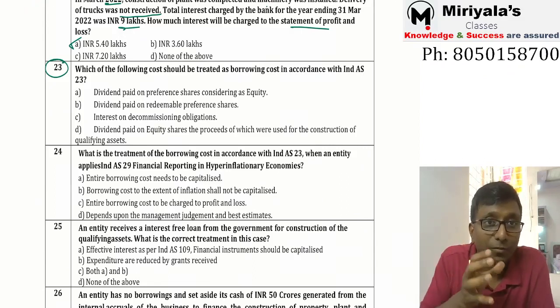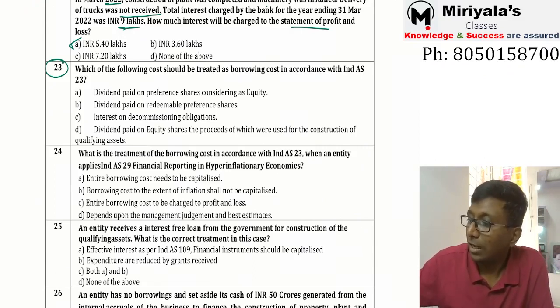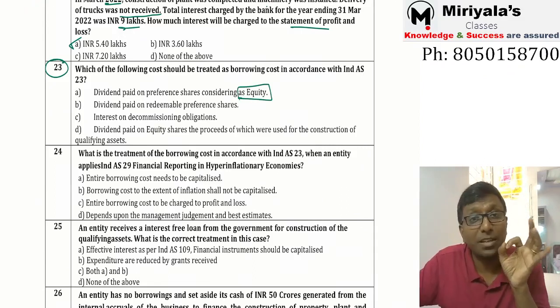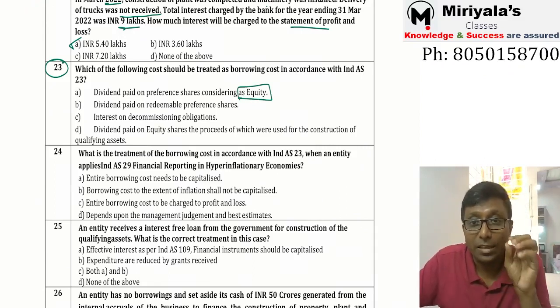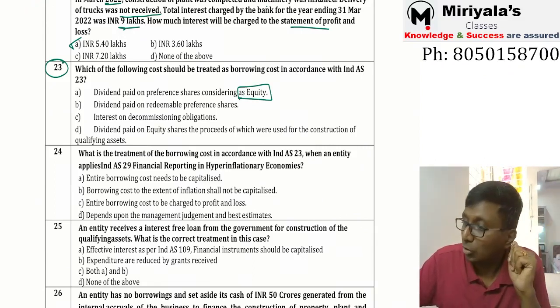Dividend paid on the preference shares considered as equity. Read the line carefully. They have classified it as equity. Once preference share capital is classified as equity, then the dividend should be reduced from the retained earnings. It is not a borrowing cost. So this is not going to be borrowing cost.